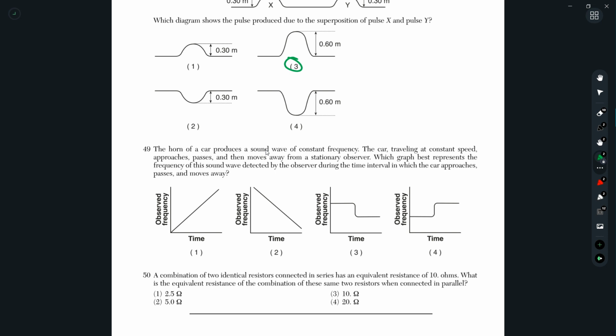What graph best represents the frequency detected by the observer, approaches, passes, and moves away? It should be high when it comes towards you. It should be lower when it goes away from you.